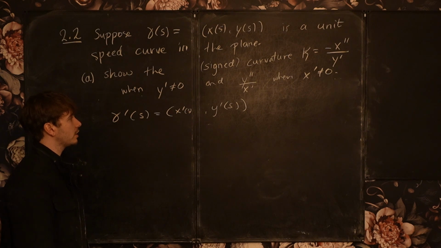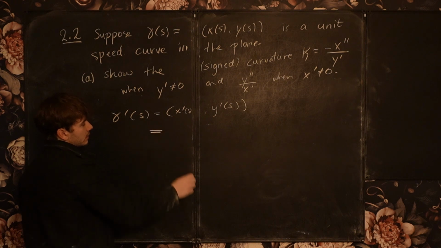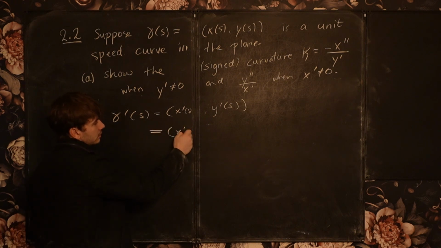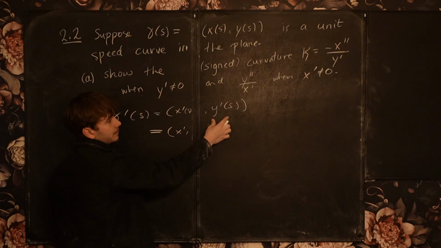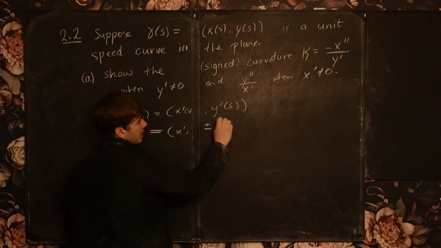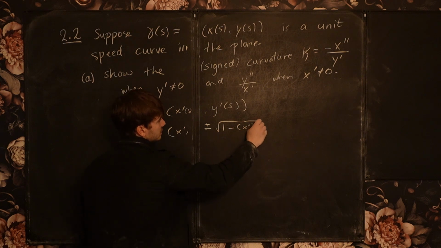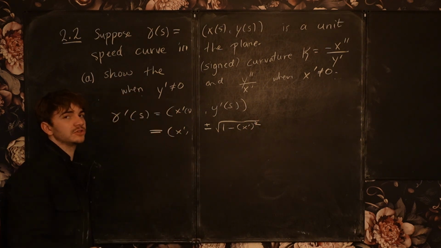Okay, so we know that since it's unit speed, this is going to be x prime, and y prime is going to be plus or minus the square root of 1 minus x prime squared, just because this vector has to be of unit norm.